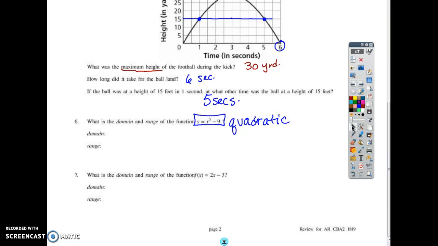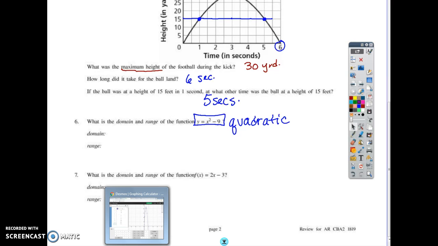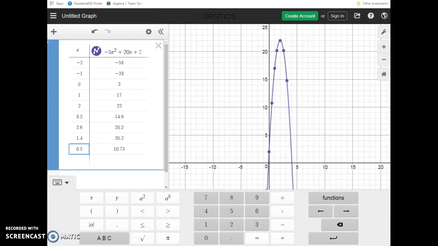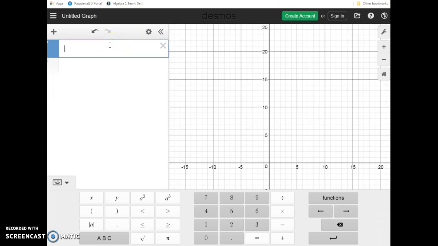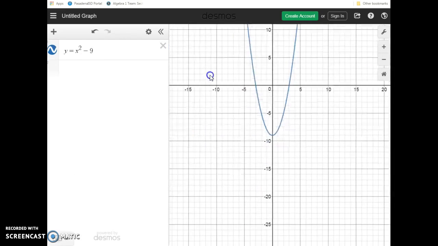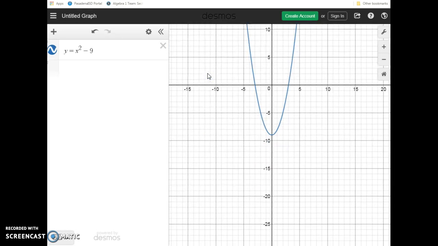Okay? So, when we graph this, x squared minus 9, where's your lowest point? Let's talk about the range first. Y equals, can you let me type it in? Minus 9. Okay? Where's my lowest point? -9. Okay? It's here.